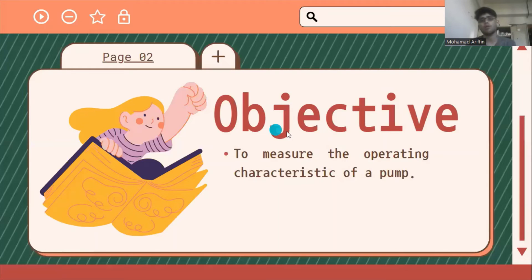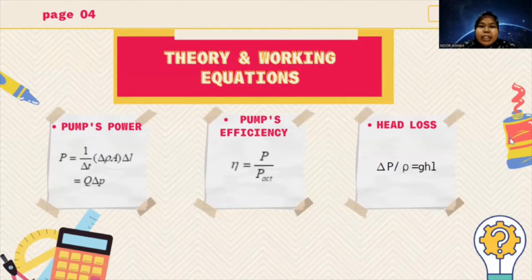So let's move on to the objective of our experiment, which is to measure the operating characteristics of a pump. Hi everyone, I am Aishah Binti Halil and my matric number is 207C33. I will continue this presentation by explaining the theory and method for this experiment.